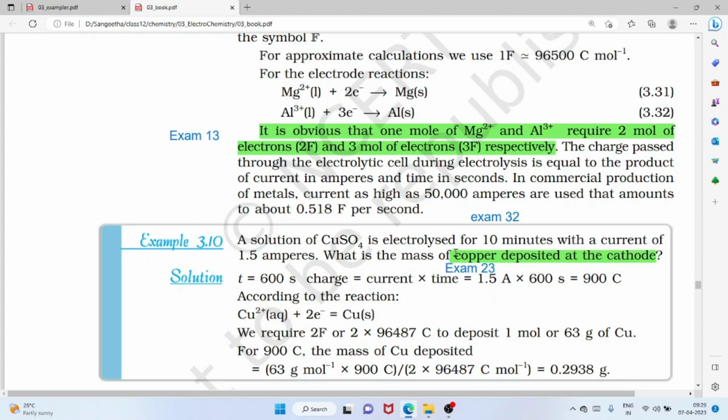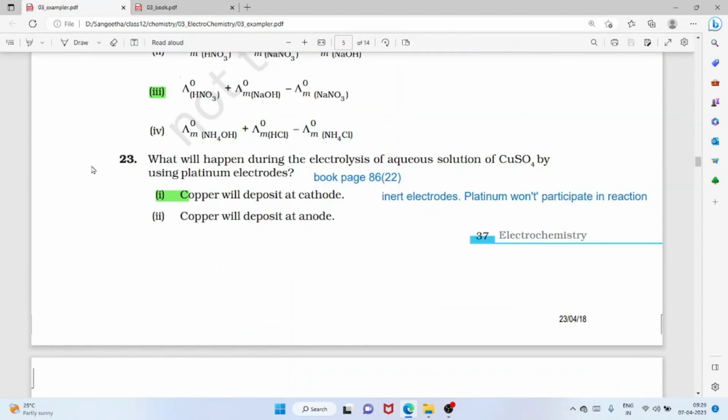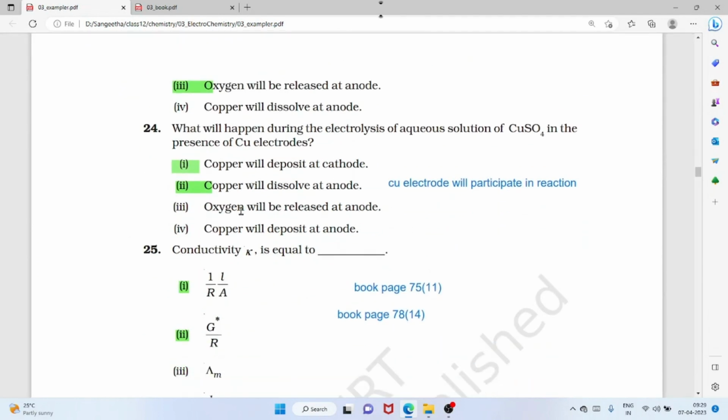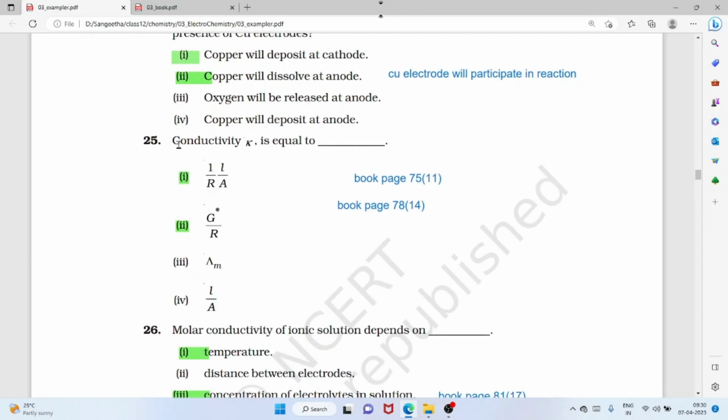Copper is deposited at the cathode. But if you use copper electrodes, they will participate in the reaction. So here they are using copper electrodes for the same electrolysis, and copper will participate in the reaction. Copper will deposit at the cathode, but the copper anode will dissolve. Conductivity K is given in the book.